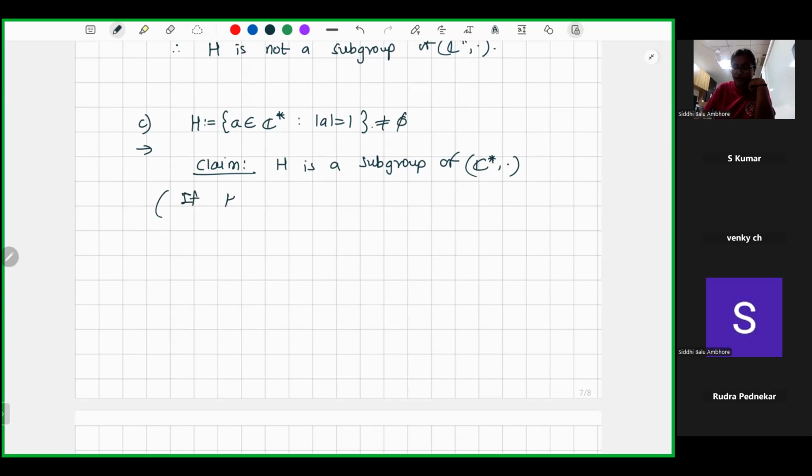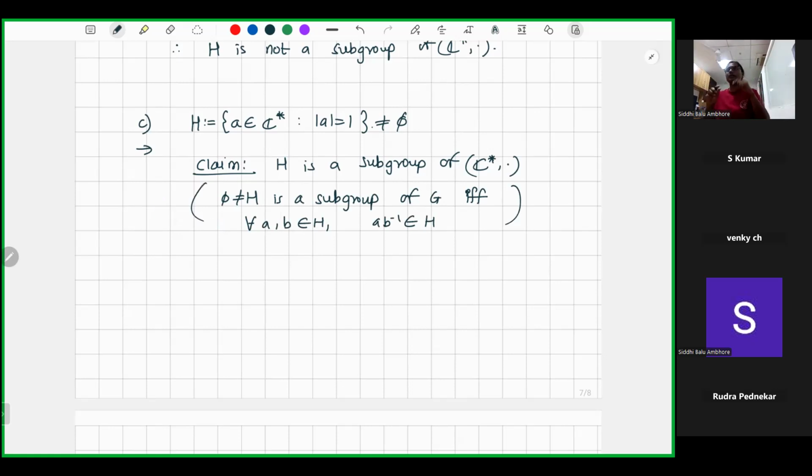If H is a subgroup of G, then if and only if, in fact, if and only if AB inverse belongs to H for all A, B in H. We will use this property.